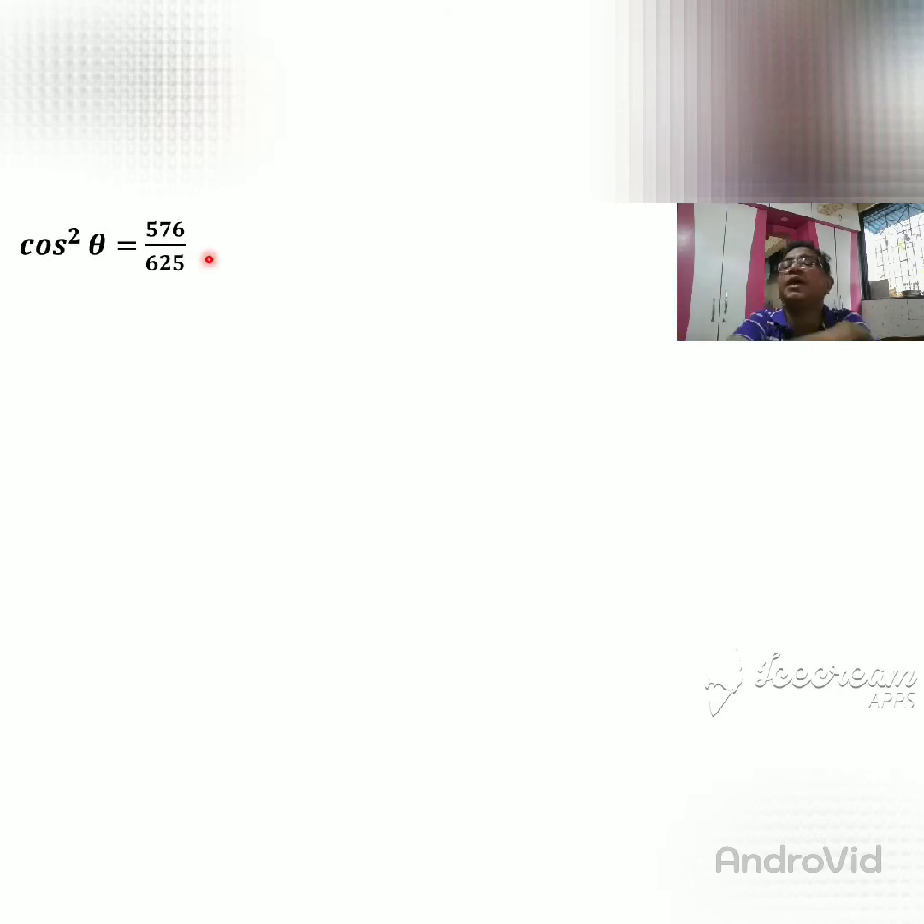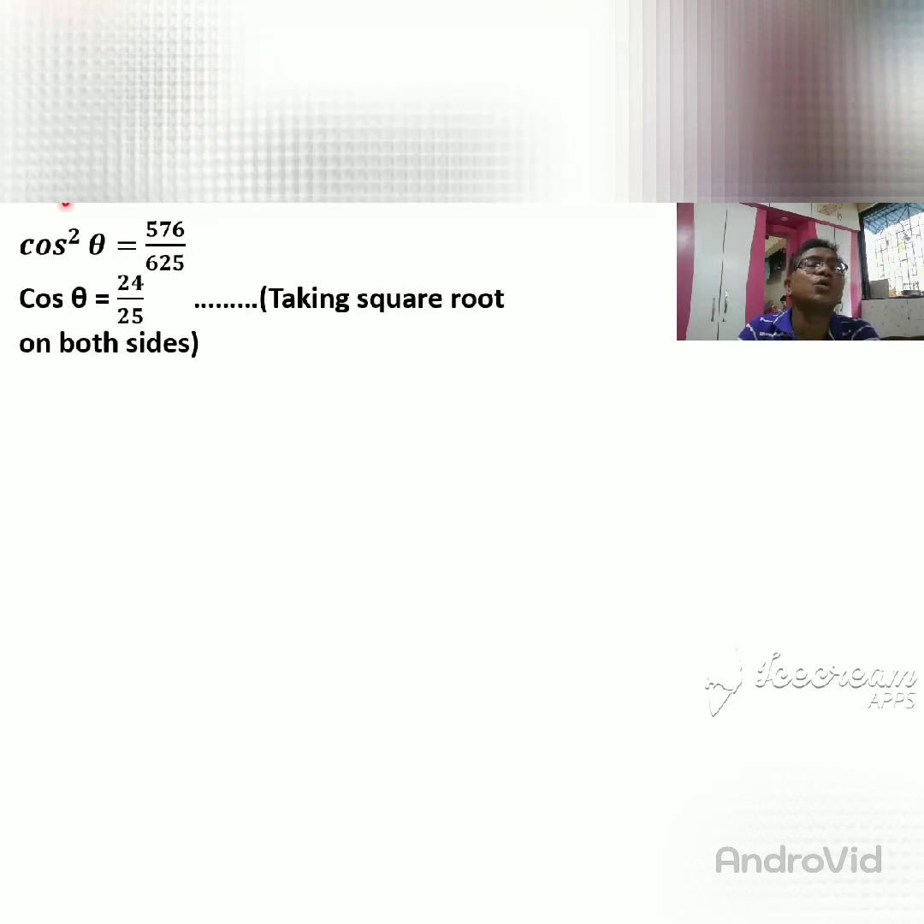Then what is the next step? Next step is taking the square root. We can take the square root of both sides. Why both sides? Because it is an equation. So cos square theta square root is cos theta. 576 square root is 24. 625 square root is 25. So cos theta is equal to 24 upon 25. In such a way you find the value of cos theta.